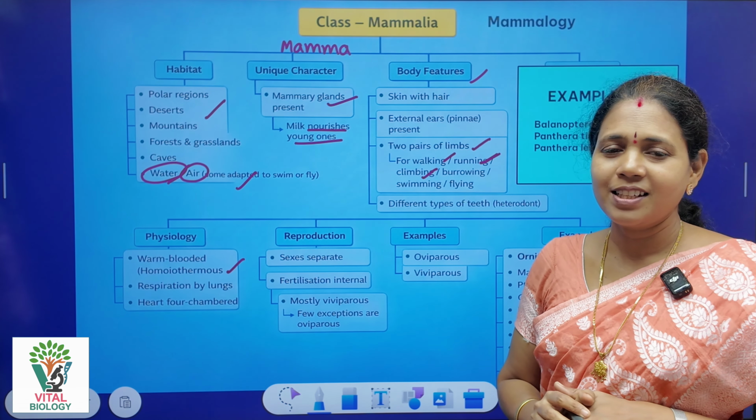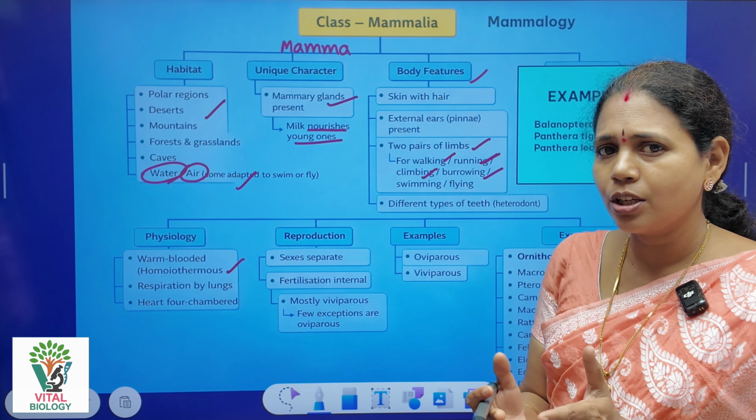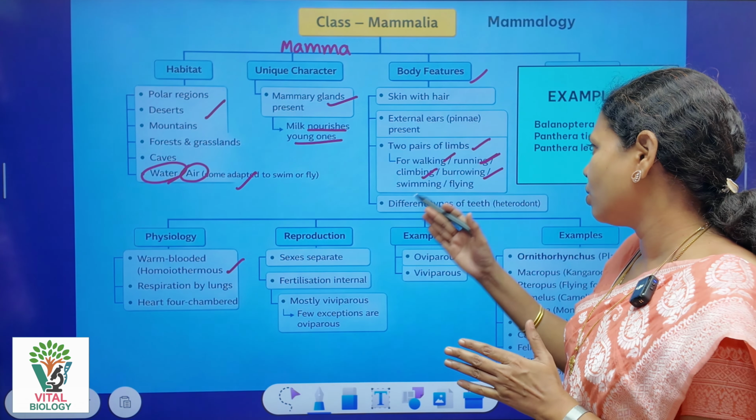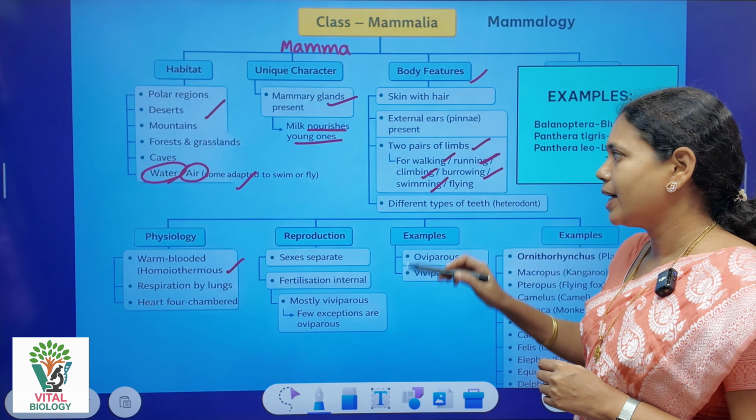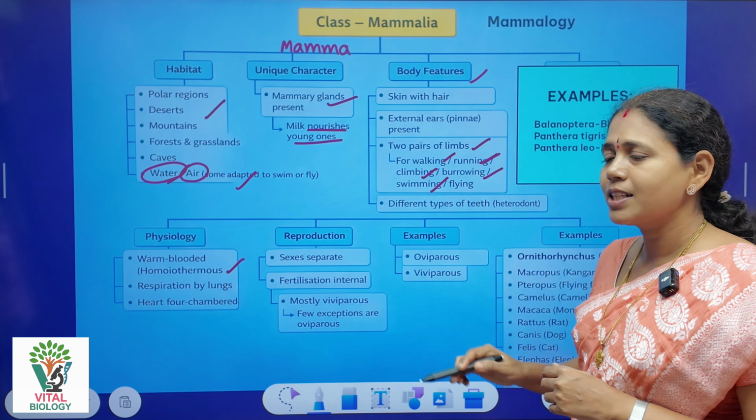And burrowing nature. Yes, for example, in the case of rats, mostly rodents, they are burrowing in nature. For that also their limbs are adapted. Whereas swimming, dolphins, whales, if we see, yes, their limbs are modified into flippers, which are helpful in their swimming. And yes, obviously flying. In the case of the bats, their anterior most limbs are modified into wings, which help in flying.